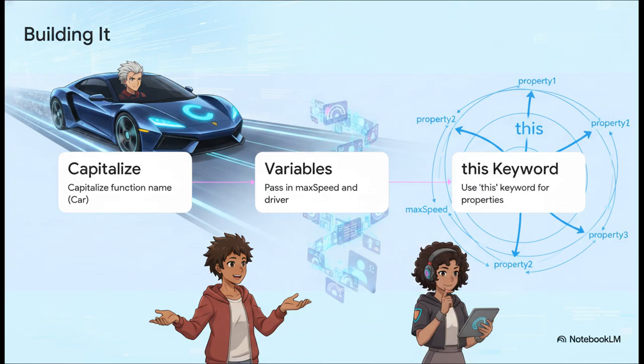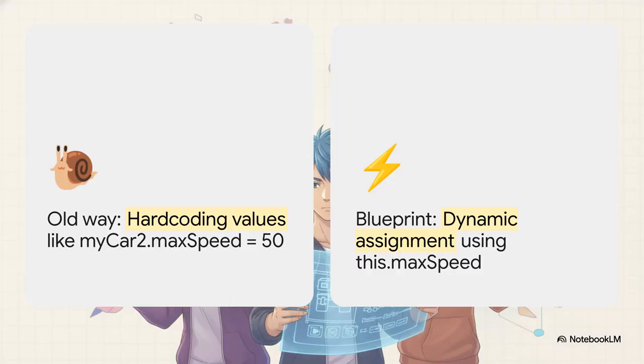And step 3, we bring in the all-important this keyword. So let's look a bit closer at the cause and effect of this keyword, because it's a real game changer. Back in the day, the old manual way, we had to hardcode stuff like myCar2.maxSpeed equals 50. Painful, right? But with our dynamic blueprint approach, we just write this.maxSpeed equals maxSpeed. In this specific context, the this keyword represents the new object that is currently being created. It effectively owns the space. It dynamically grabs whatever value you pass into the function and snaps it directly onto that specific object's property.